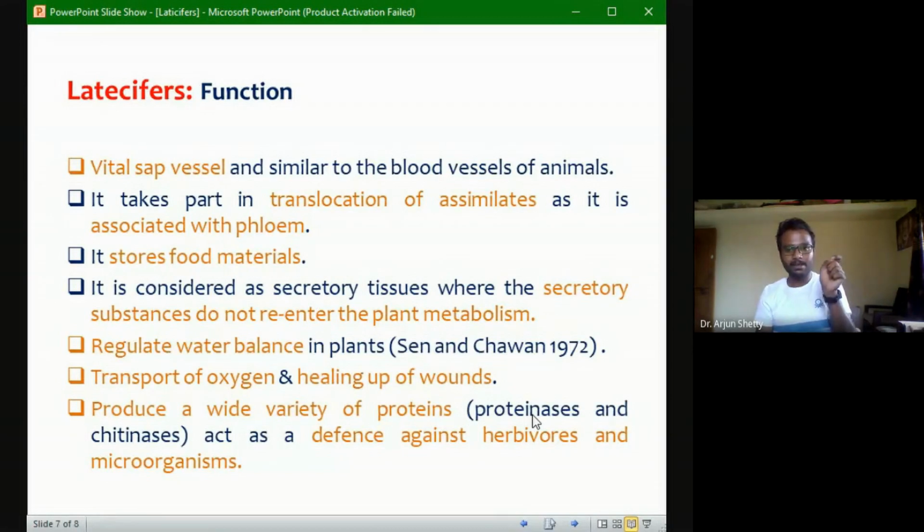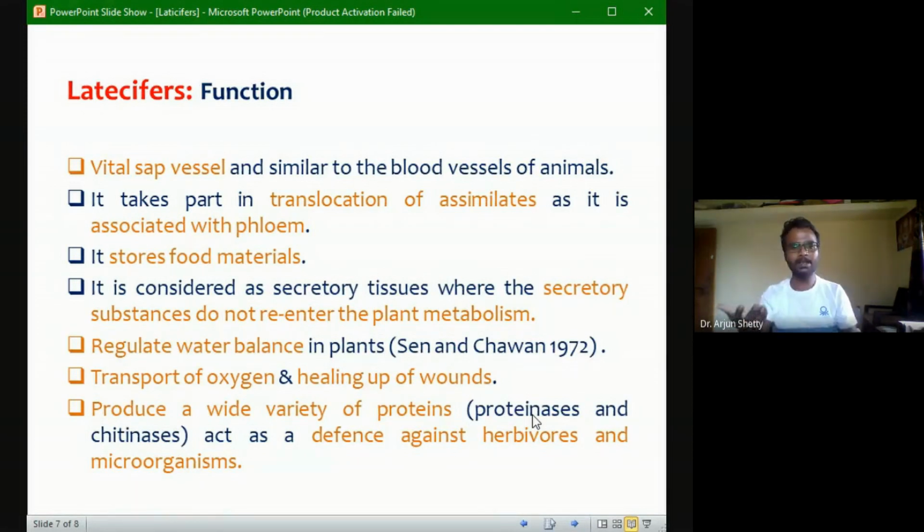Just as blood vessels are vital for humans and animals, the laticifers act as vital sap vessels in the plant body. They also act as a store or reservoir of food materials, and they may even supply food material in the young stage. They also take part in the translocation of assimilates, associated with the phloem, which conducts food. Similarly, they translocate some of the assimilates.